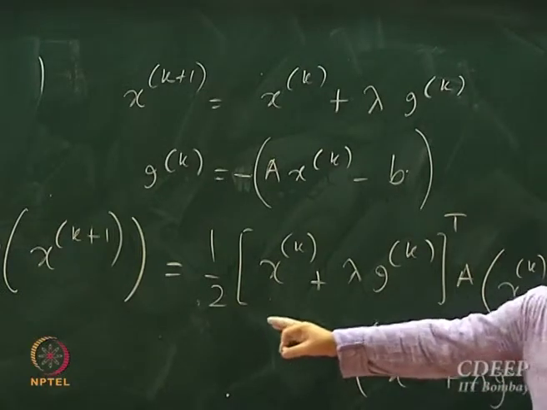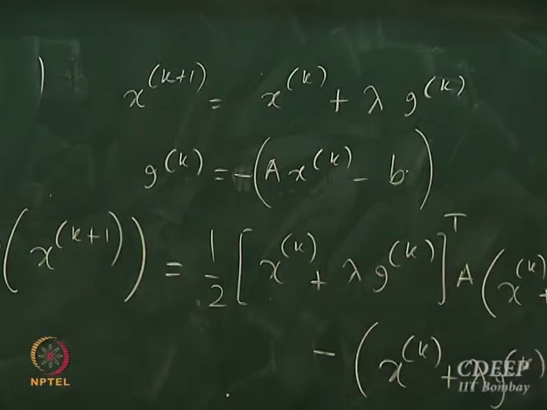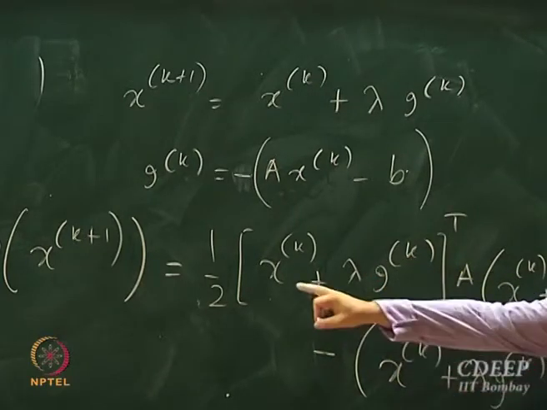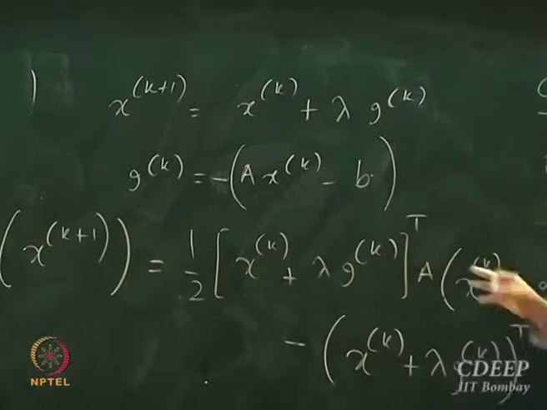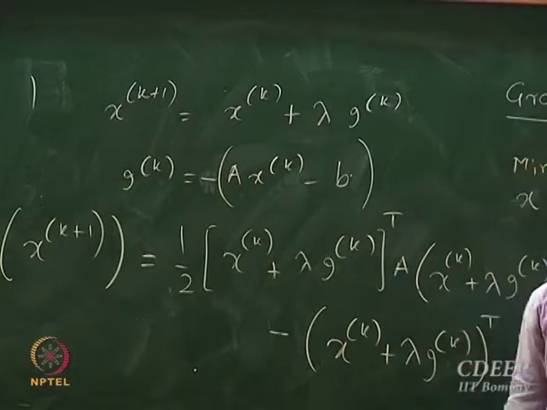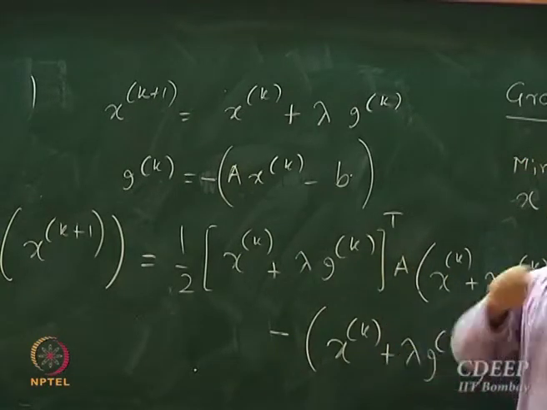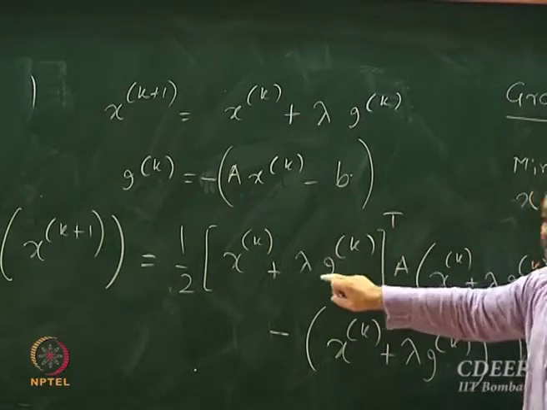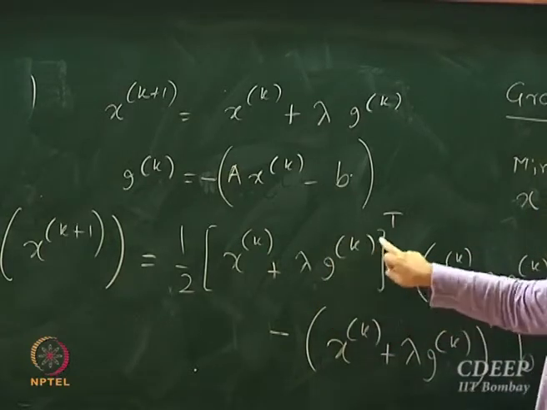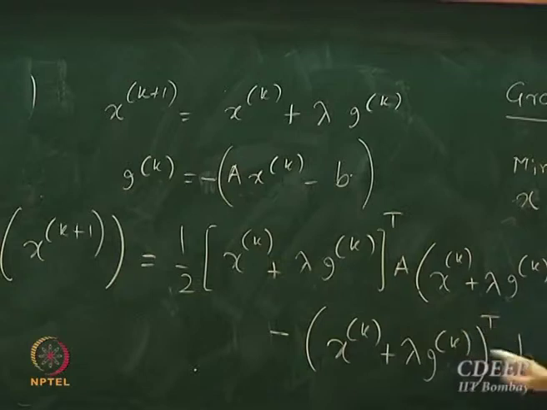Well, what you have to do, of course, is expand this. What you will realize is that the terms xk transpose A xk will vanish because they are not functions of lambda. You have to only take those terms in which lambda will appear. There will be cross terms, and lambda square will come out because lambda square gk transpose A gk. Here again you can neglect the term xk transpose b because it is not a function of lambda. You can take only this term.